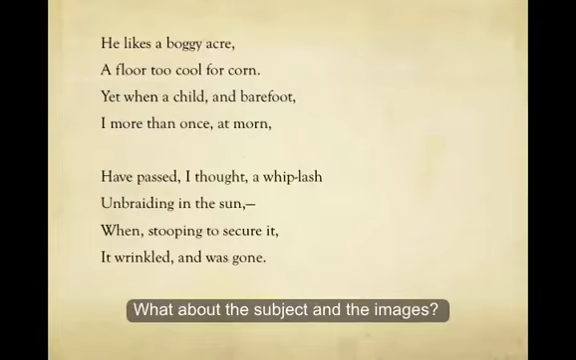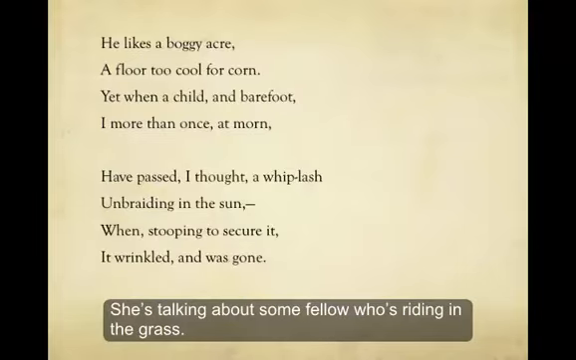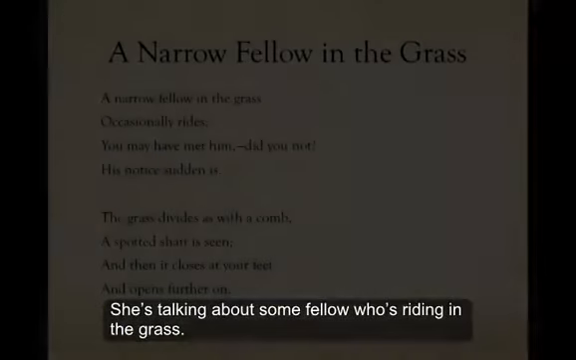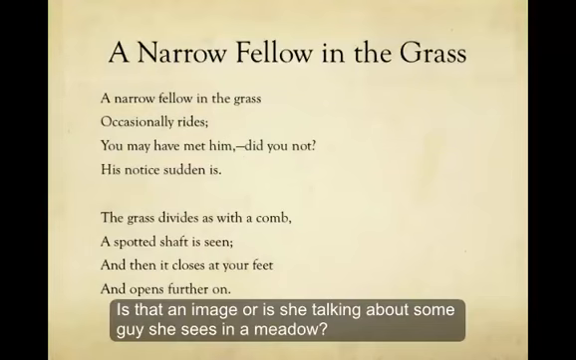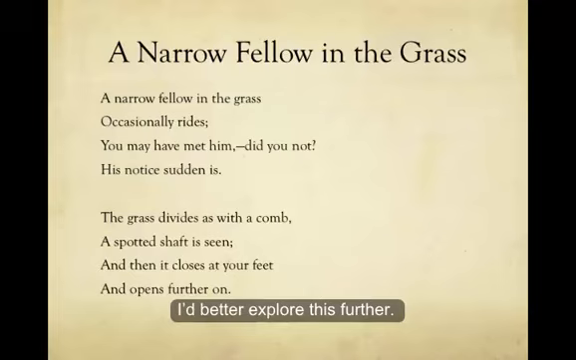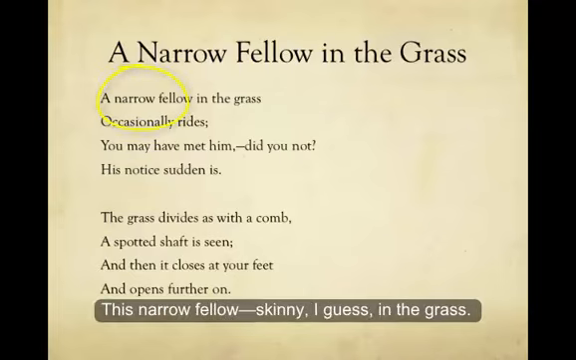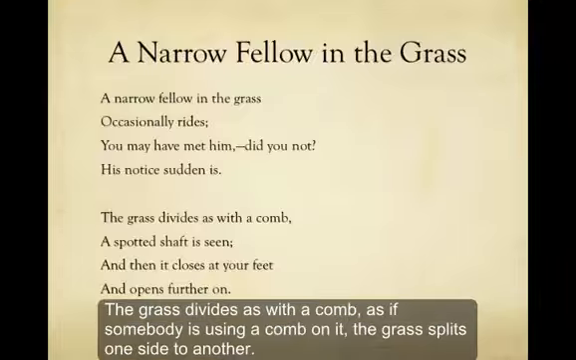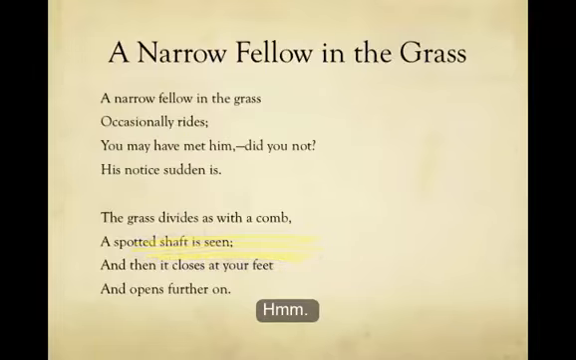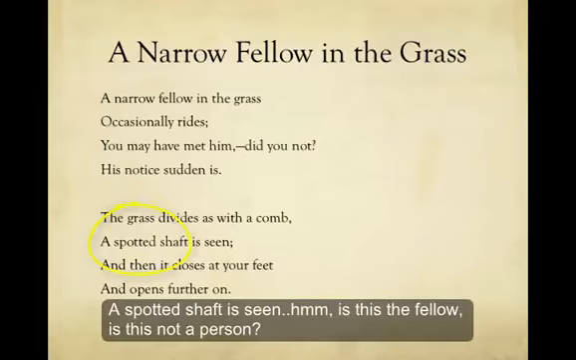What about the subject and the images? She's talking about some fellow who's riding in the grass. Is that an image, or is she just talking about some guy that she sees in a meadow? I'd better explore this further. This narrow fellow, skinny, I guess, in the grass. The grass divides as with a comb. As if somebody's using a comb on it, the grass splits from one side to another. A spotted shaft is seen. Is this the fellow? Is this not a person? Is this some sort of animal?